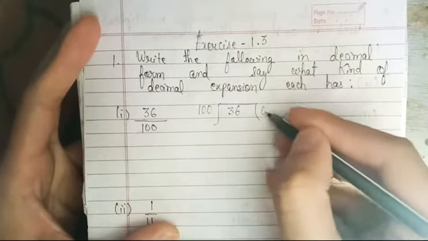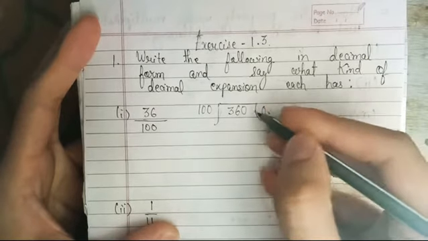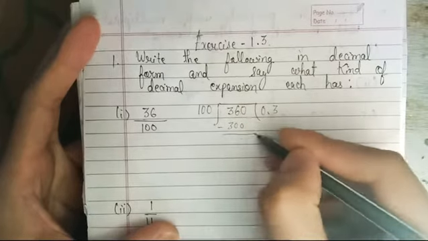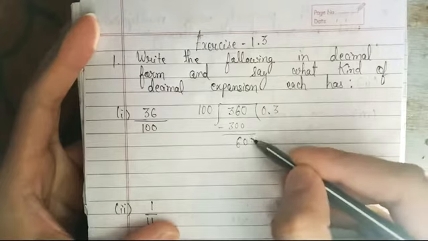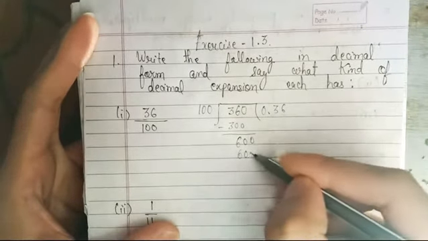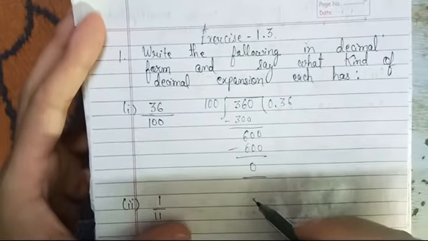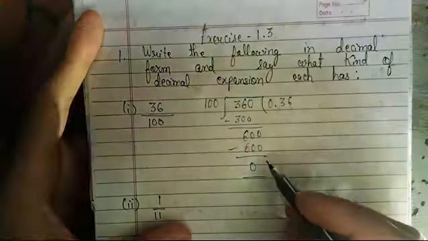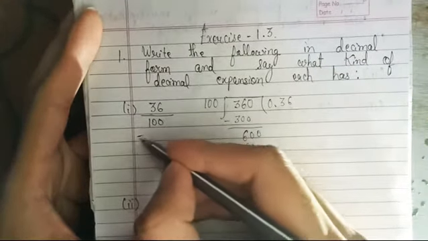What will you get? 0 point, then one more 0 will be there. Then 100 3s are 300, minus, 60 will be the remainder. Then due to the decimal it will become 600. Then 100 into 6 is 600, 600 minus 600, remainder 0. So 0.36 will be the decimal expansion.